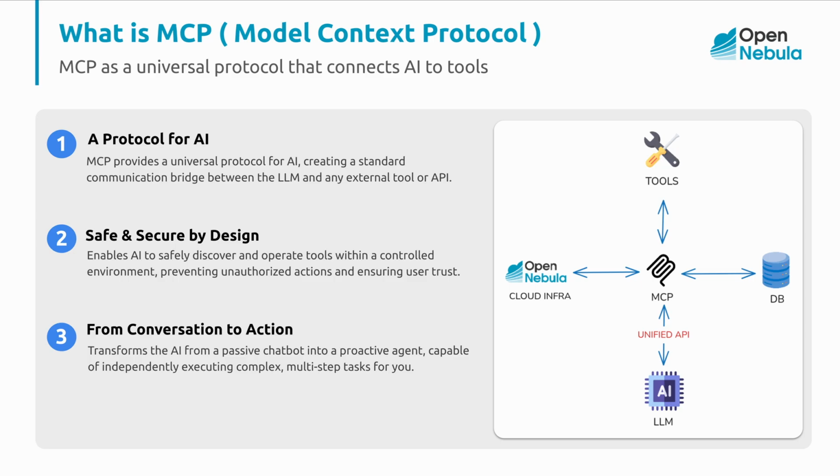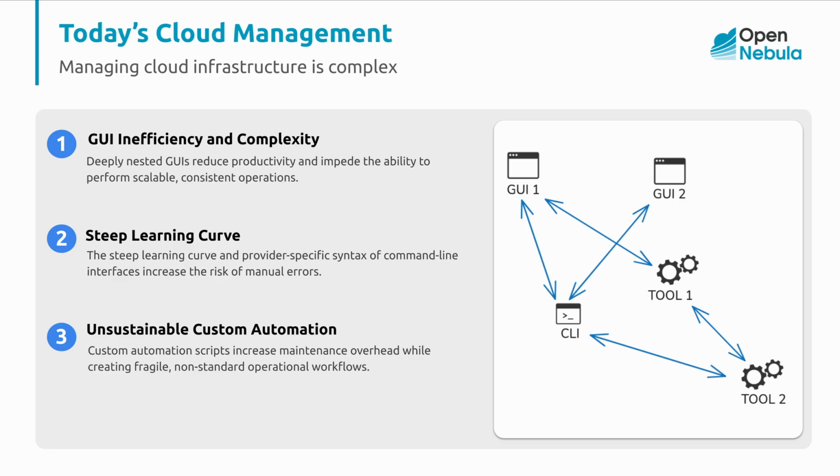to achieve a goal. The management of modern cloud infrastructure presents significant operational challenges due to its inherent complexity. The complexity manifests across the primary interfaces used for cloud administration, leading to widespread inefficiencies and increased operational risks. Three key challenges define the current landscape of cloud management.